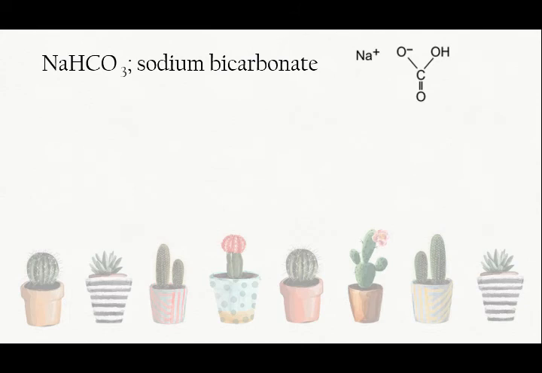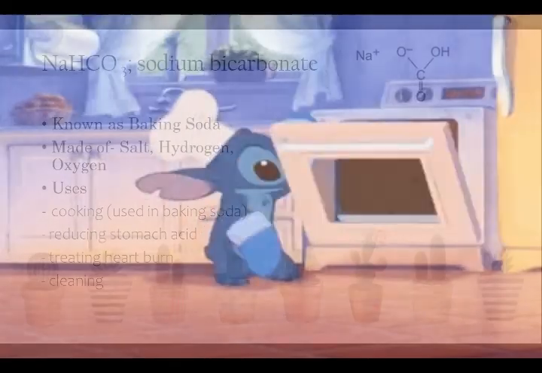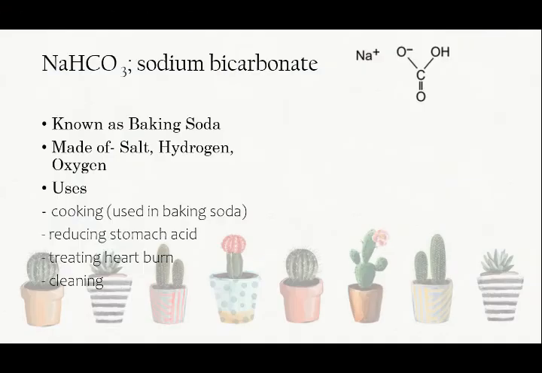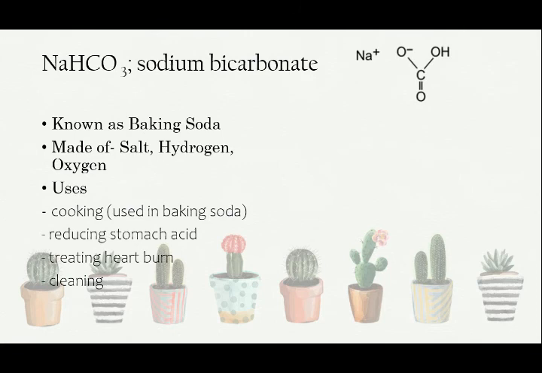The last one is sodium bicarbonate. This compound consists of sodium ion and bicarbonate ions. It is made of sodium, hydrogen, carbon, and oxygen atoms. The uses are for cooking. Baking soda is widely used for baking a cake because it can help to make the cake become more fluffy. Next, it can help to reduce stomach acid, especially for people who have gastric problems.